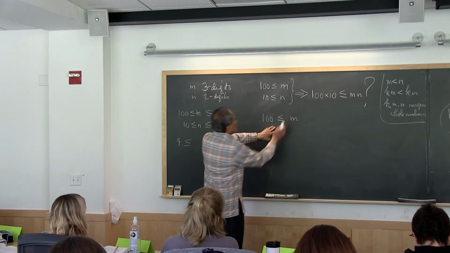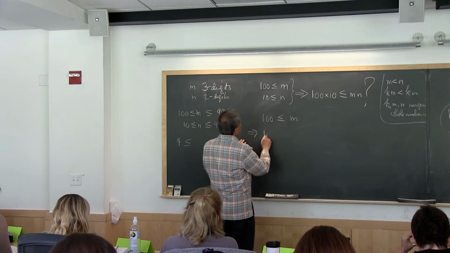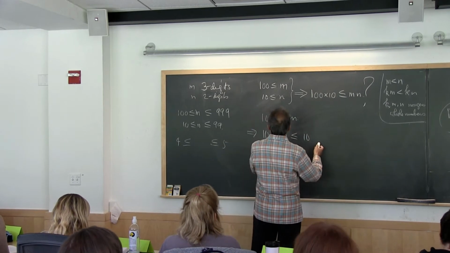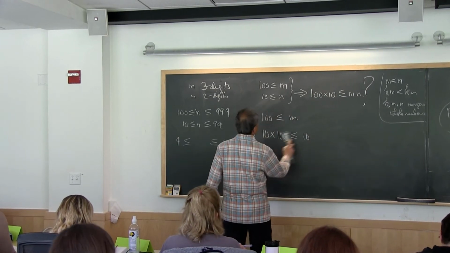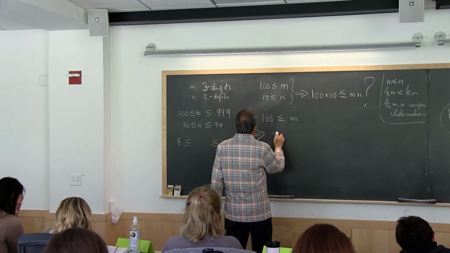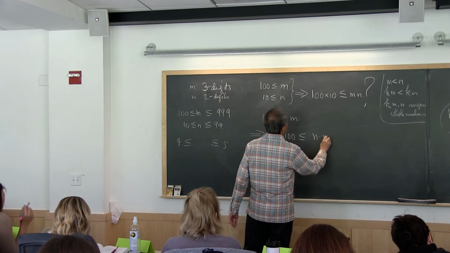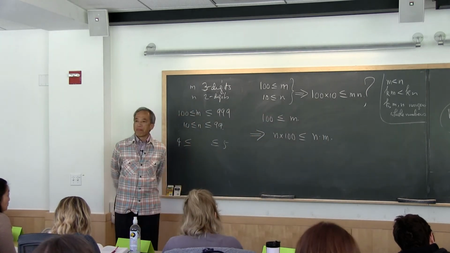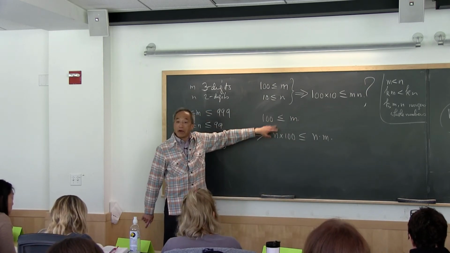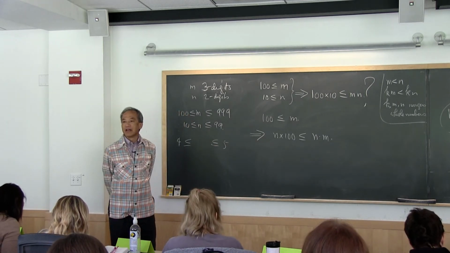So given this, right? Therefore, 10 times 100 is less than or equal to 10 times 10. No, I'm sorry. Yeah. This implies that n times 100 is less than or equal to n times n. Okay? I'm using this now, right? If this is true, I multiply left and right by the same number n. I get this, right? Okay?